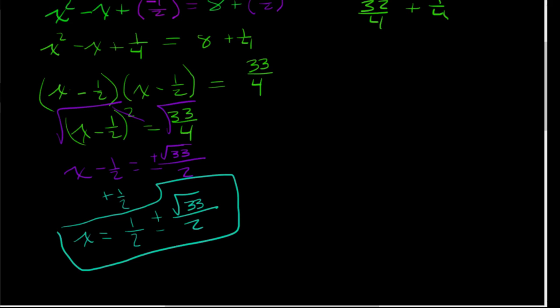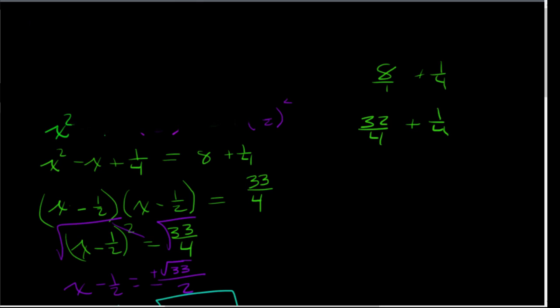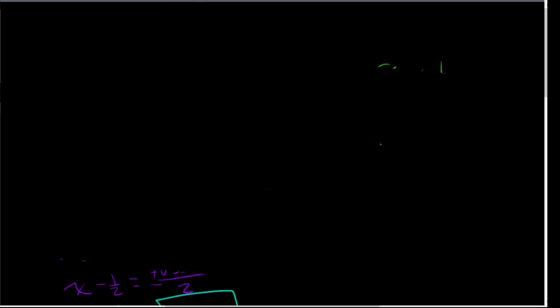Alright, number 22. Let me erase all this. Number 22 is asking you to use the quadratic formula. And again, you should know what that is. You should have it in your notes. But if you do forget, that's okay. You don't have to have it memorized. I will have it on the board. But number 22 says 3x squared plus 5x plus 1 is equal to 0.